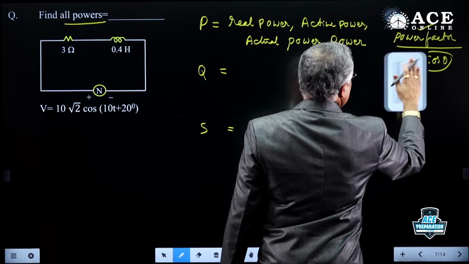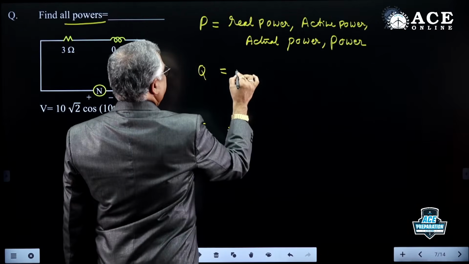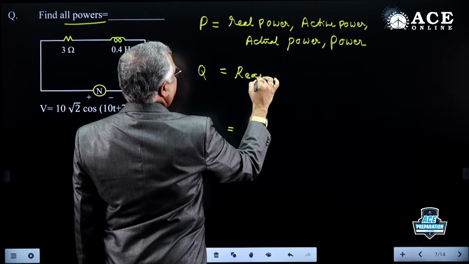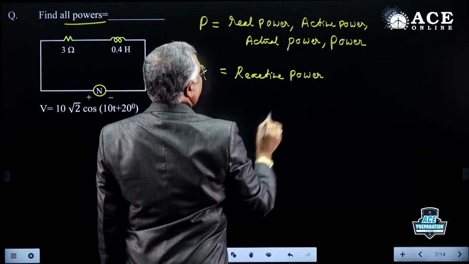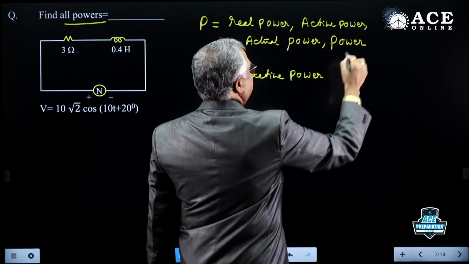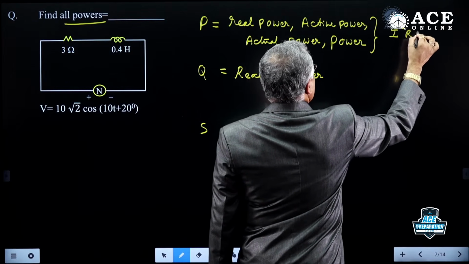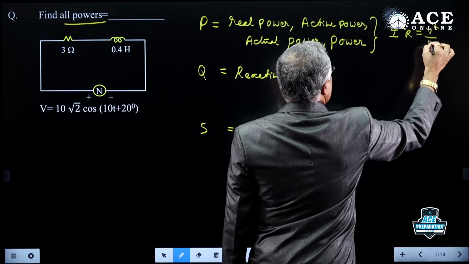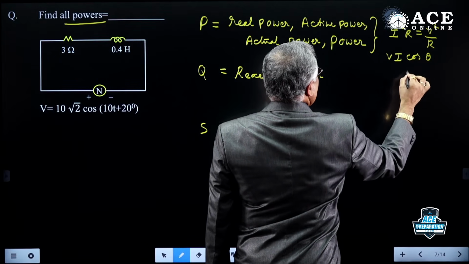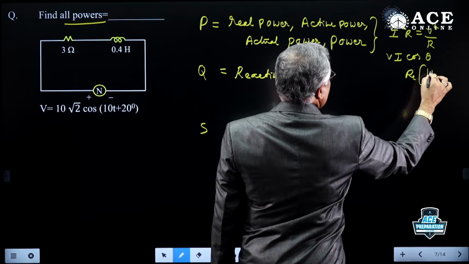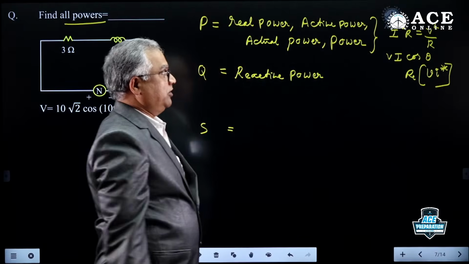Okay. Reactive power. Power. What are the formulas? Here you can use I square R, V square by R, VI cos theta, real part of VI star. So we have 4 formulas.